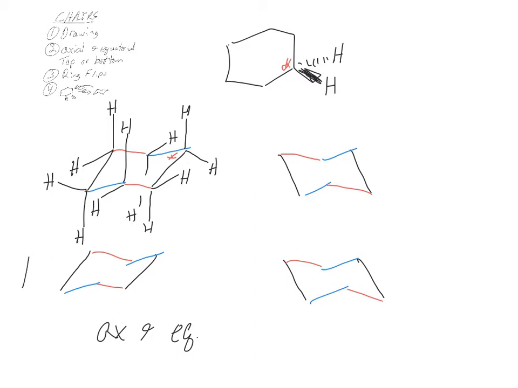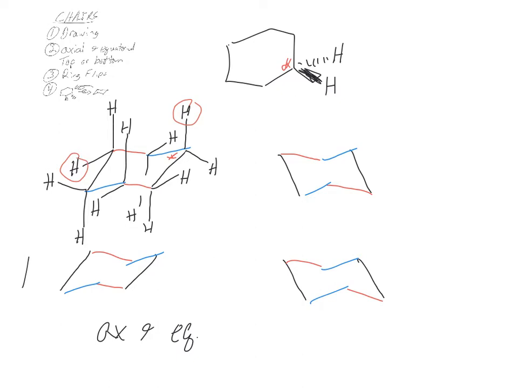How does that translate to a possible ring flip? Again, the rings have tops and they have bottoms, and they have axials and equatorials. You can be axial and be on top, or you can be axial and be on the bottom. Same with equatorial. So how does that work with a ring flip? Now I'm going to go ahead and label. I'm going to circle a couple hydrogens in red. I'm going to see where they end up.